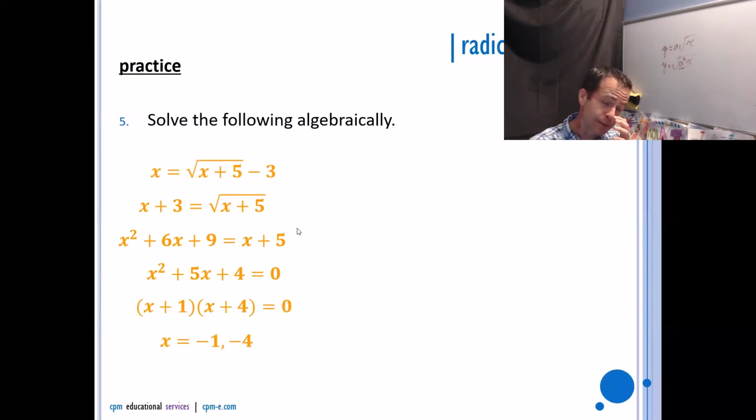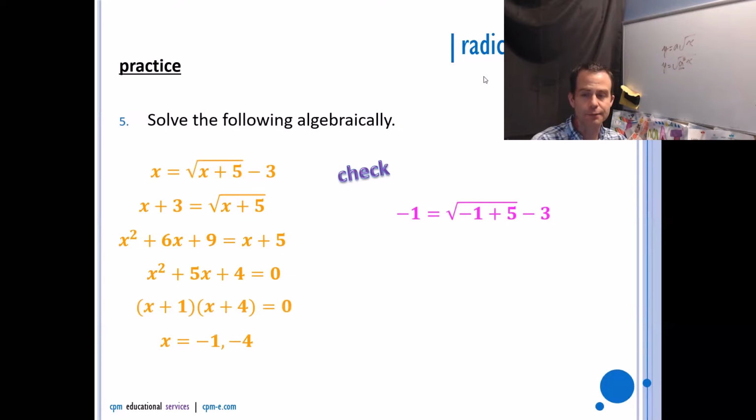Now, with radicals, if you're solving algebraically, you do need to check them. You need to verify that they actually work. And the reason is because they could be extraneous. They may not actually work in the equation. So here we go to check them.